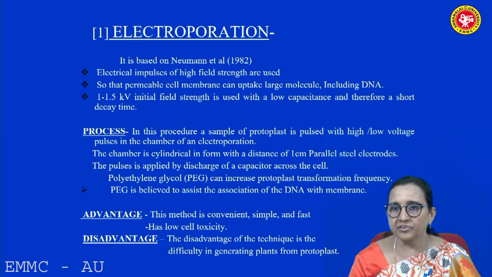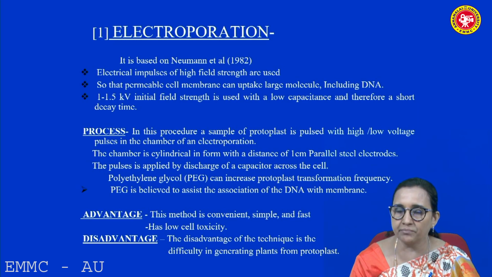This method was first invented by a scientist called Neumann and his group in 1982. This method uses electrical impulses. These electrical impulses of high field strength are used so that the permeable cell membrane can take up large molecules, including DNA. The size of the DNA can be 1 to 1.5 kilobases. Initial field strength is used with low capacitance and therefore a short decay time.